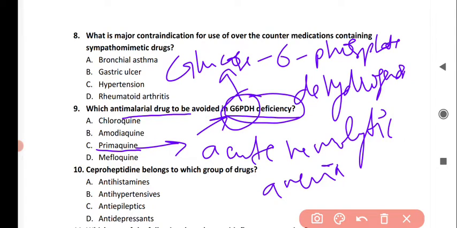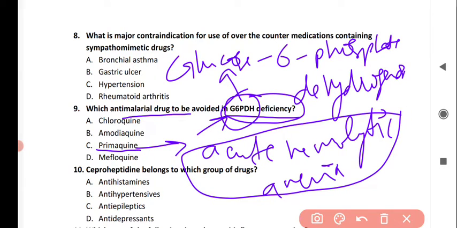If this enzyme is deficient in the body, it will not protect the red blood cells from the stress that is given by the primaquine, and it will lead to acute hemolytic anemia. So that's why this drug should be avoided in case of G6PD deficiency. So option C is correct for this question.